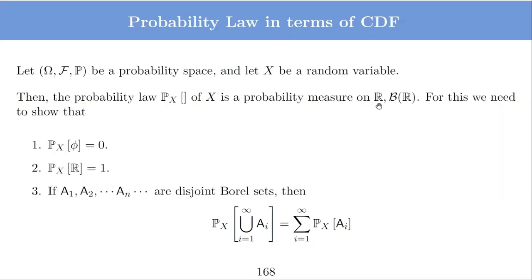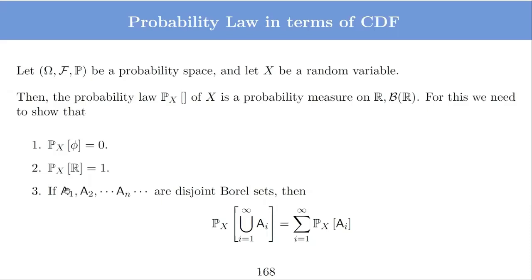Similarly, for the whole space under the new probability measure, you have to prove that the probability law on the real line is 1. That is easy to prove because this is equal to the original probability measure of the pre-image of R, which is made from all omega that map to a number in the real line, which are all omegas. So the probability measure of the complete Omega is 1. That's why you get 1.